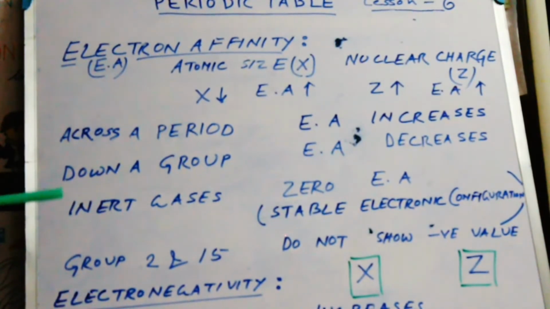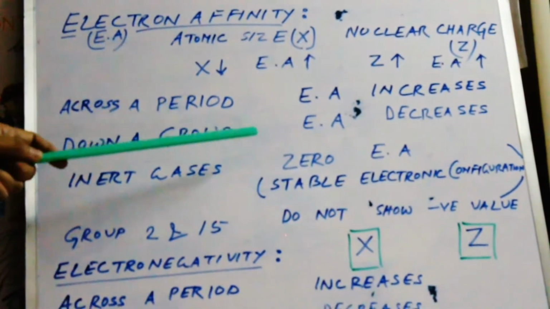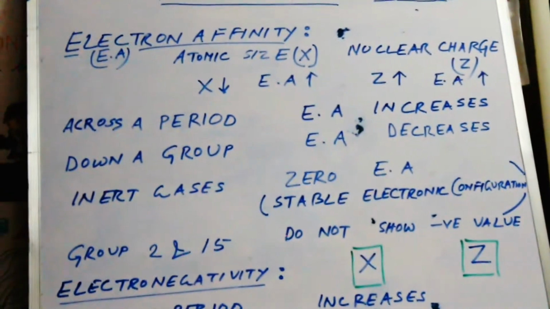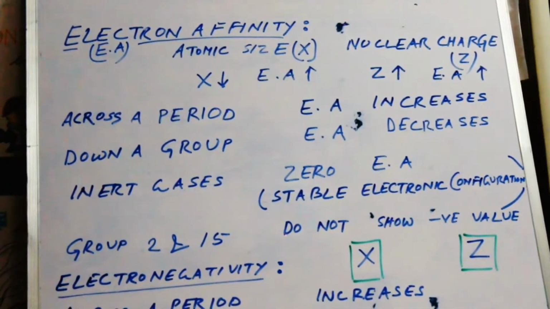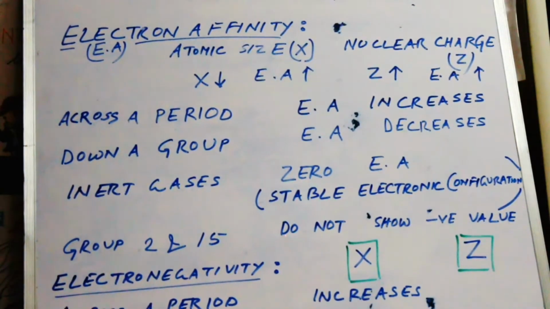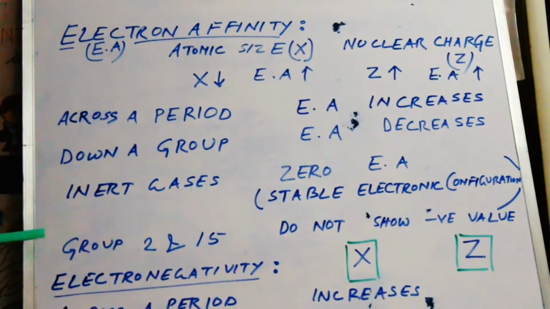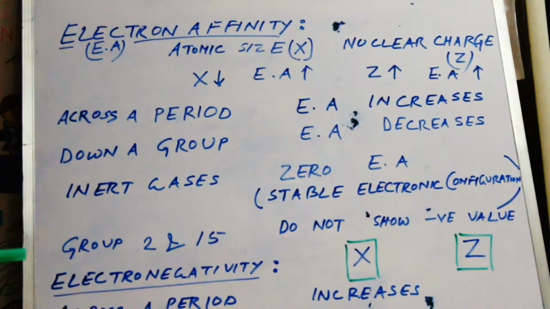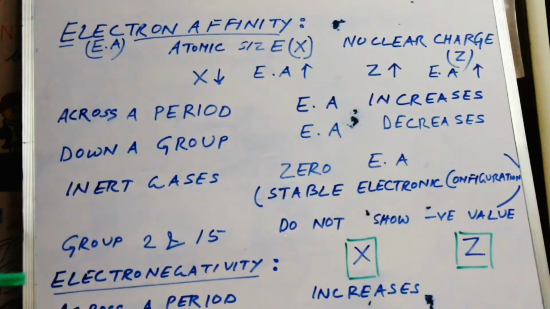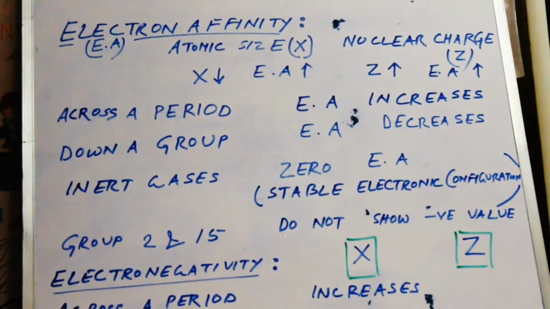In case of inert gases, electron affinity will be 0 due to its stable electronic configuration. That means either 2 electrons in the outermost shell in case of helium, and in other cases 8 electrons in the outermost shell. And another exception, in group number 2 and 15, the elements present do not show negative value. These are the two exceptions, inert gas and group number 2 and group number 15.